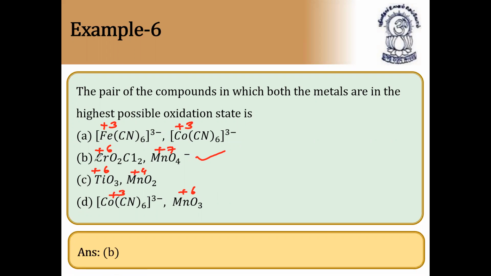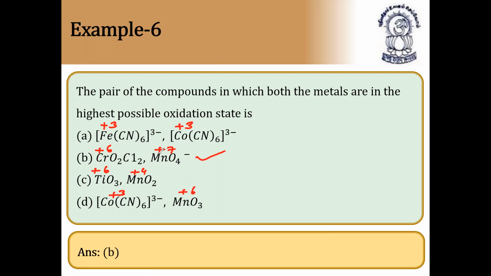Because in this, the oxidation state of chromium is +6, because 2 oxygen means -2 into 2, that is -4, and 2 chlorine means -1 into 2, that is -2, total -6. So if this total becomes -6, definitely this should become +6. And for Mn, x minus 8 is equal to -1, so x is equal to +7.